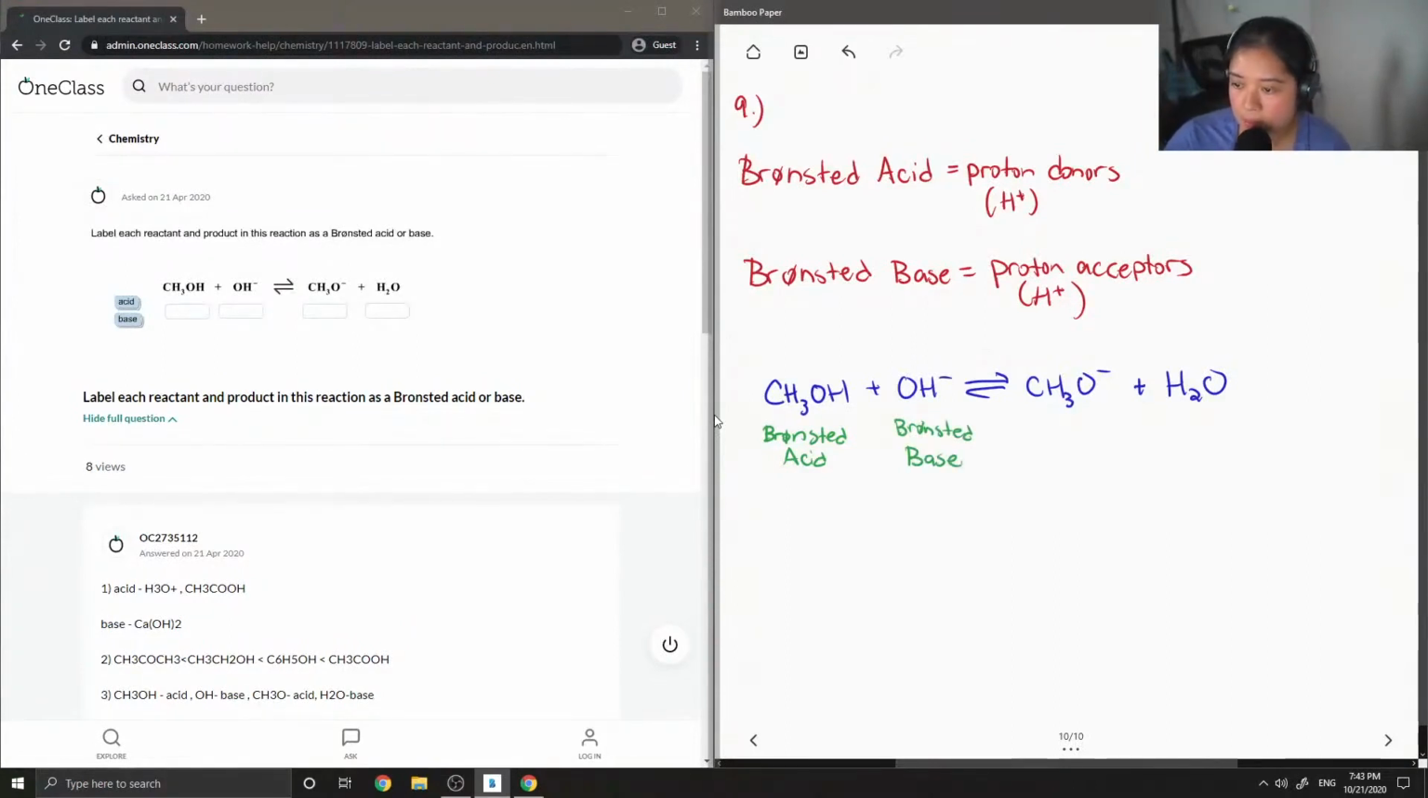And then the deprotonated methanol becomes our conjugate base. And then that leaves water to be our conjugate acid. Okay, so look at the answer from our junior.